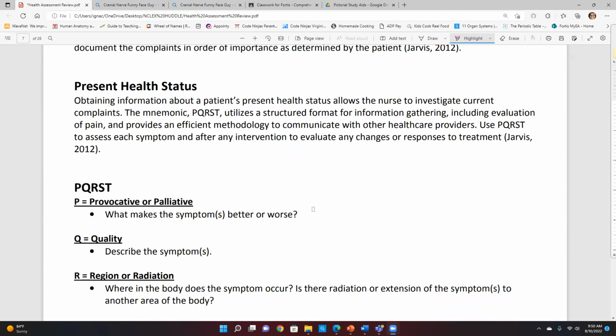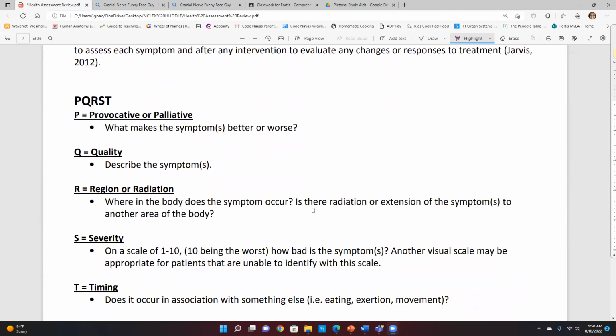So, of course, we're going to take their vital signs, but we're going to assess for pain. So, what I need you to know is the PQRST of pain. If you see it on a test question, what is the PQRST of pain? The P stands for provocative or palliative. So, what makes this pain worse, or what makes it better, right? So we have to ask that question.